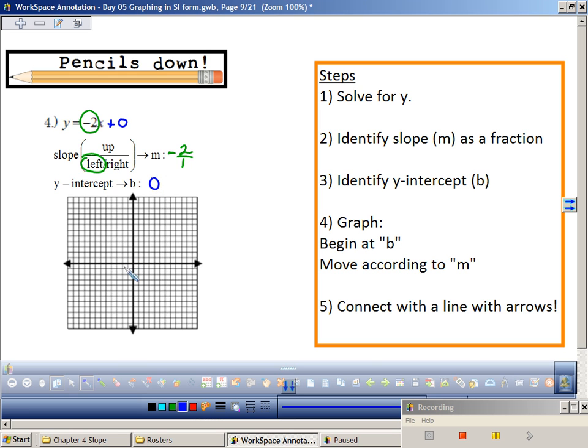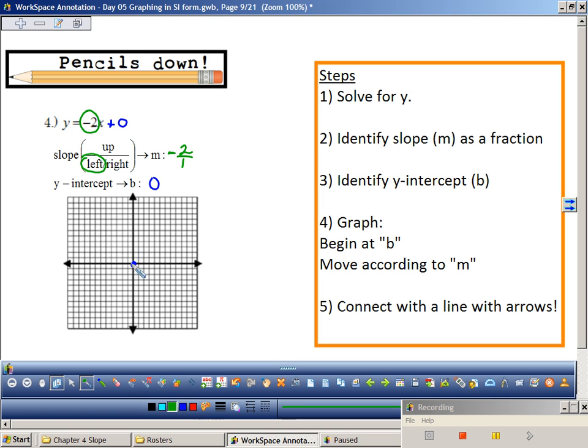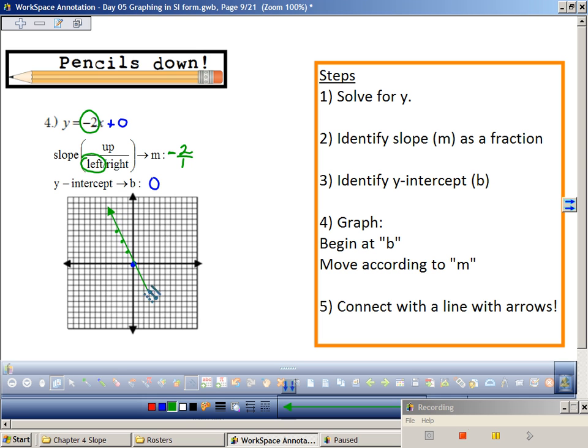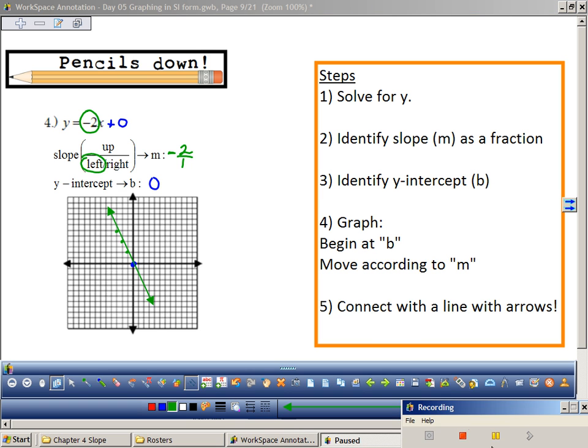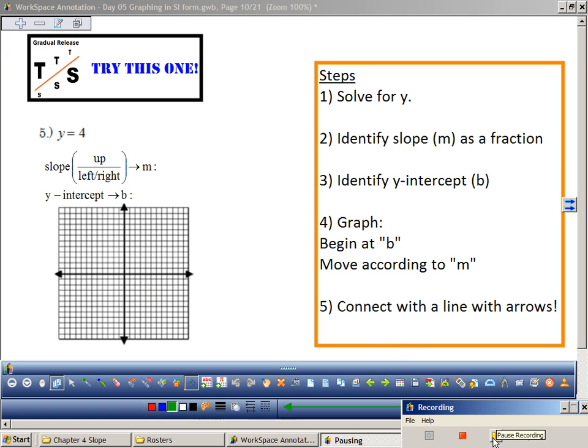All right, so I'm going to begin at my origin. And I'm going to move up 2, and like Michael said, to the left 1. Up 2 and to the left 1. Go ahead and graph that, guys. You guys try this one. Remember to identify your slope and identify your y-intercept.